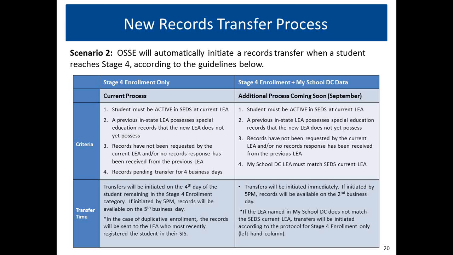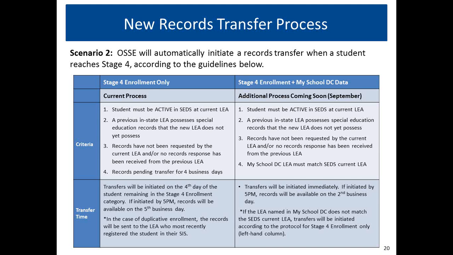Now, some of you might be thinking, what about duplicative enrollment? What if the student is enrolled in 2 different schools? Which school is going to get the records? Well, OSSE looks to see which LEA most recently registered the student, because sometimes a parent will take their kid and get registered at one school, then they change their mind and they go register at a different school. So for the one that most recently registered the student, we will wait 4 days from the time of being enrolled just to make sure they're not going to change their mind again, and then we will move those records over.